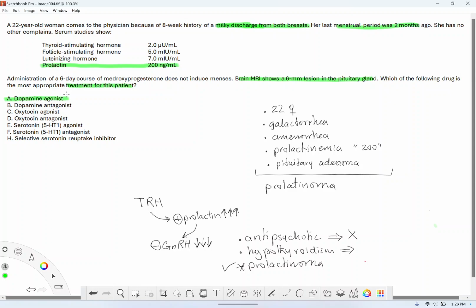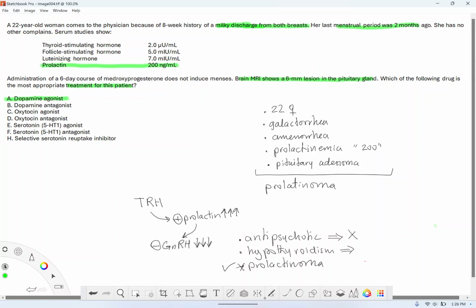Serotonin agonists, antagonists, those are not needed. I mean, serotonin agonists for depression would help. Selective serotonin reuptake inhibitor, for example, for depression. So the best choice is A. Hopefully this was helpful. It's a very straightforward question.